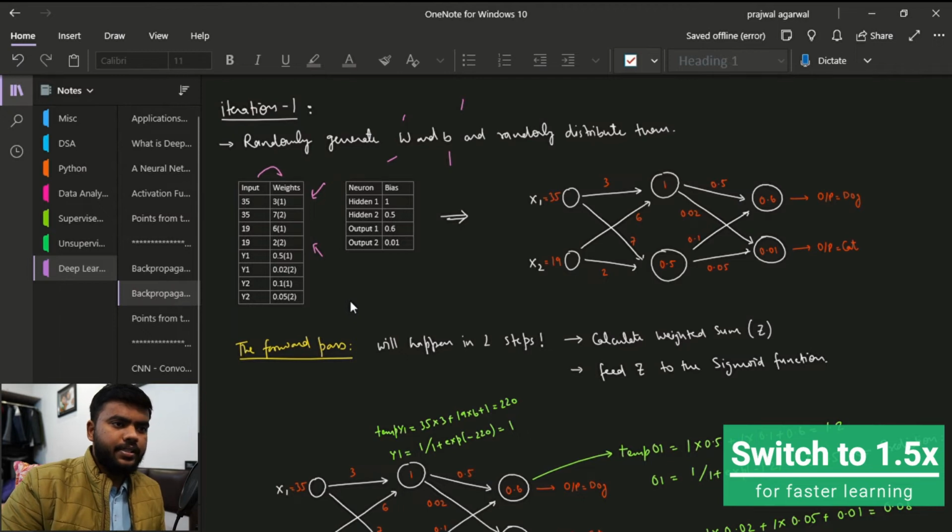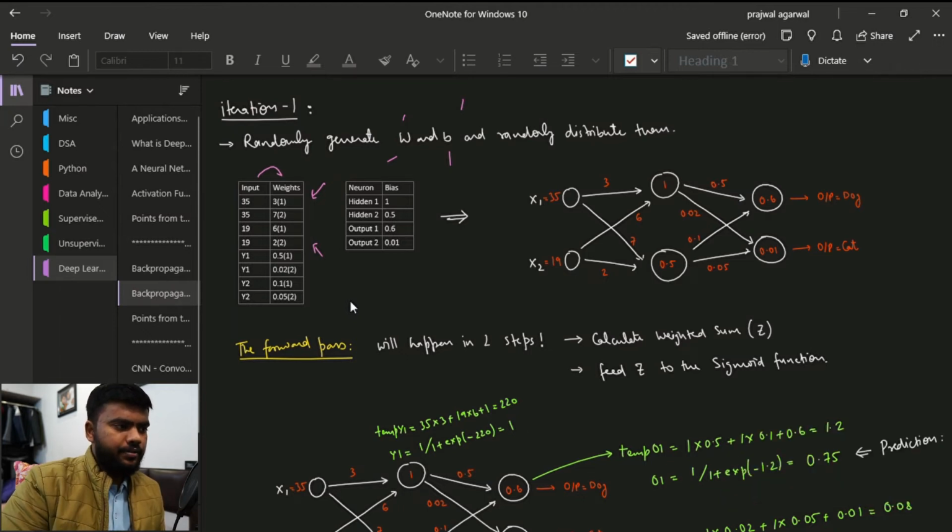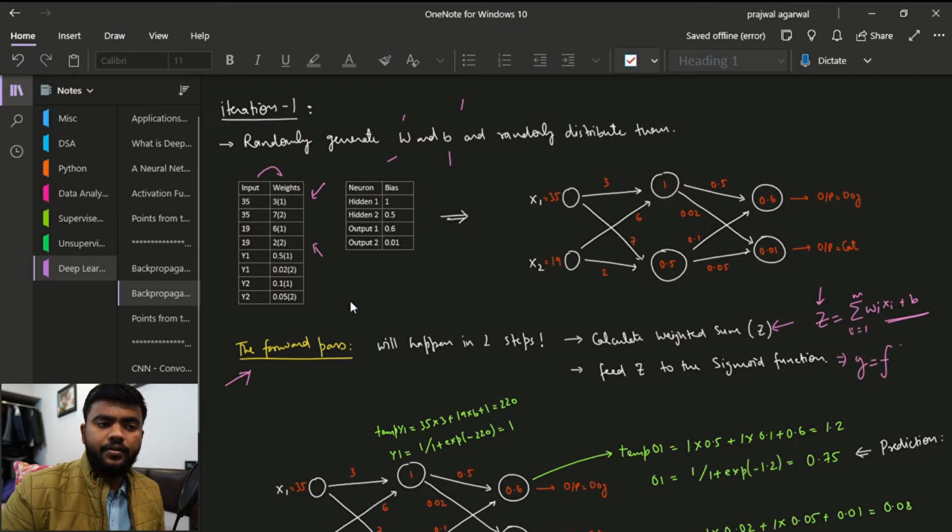So these are the weights and biases that we have assigned. Now we will start with the forward pass. In the forward pass, there are two steps. First, we will calculate z. z is equal to the summation of wixi, where i is from 1 to m, plus b, right? And then we will feed this z into the sigmoid function. We will calculate y equals f of z, where f is the sigmoid function.